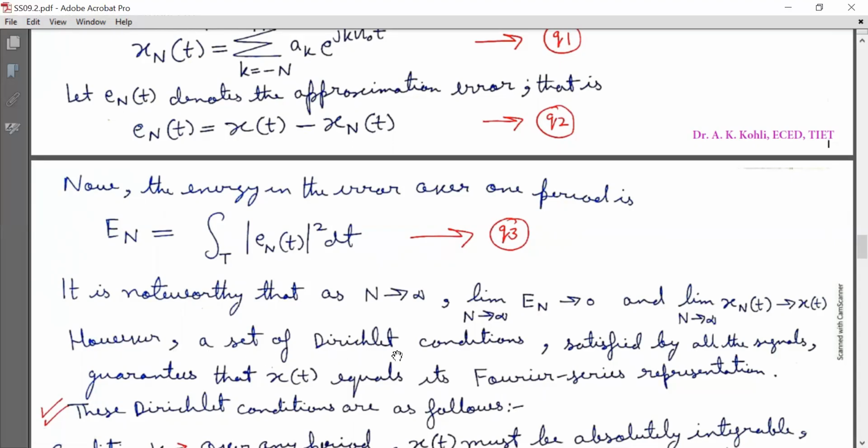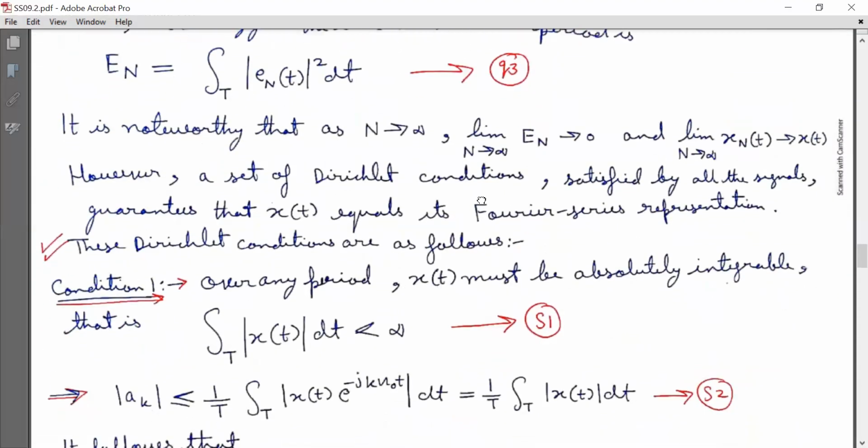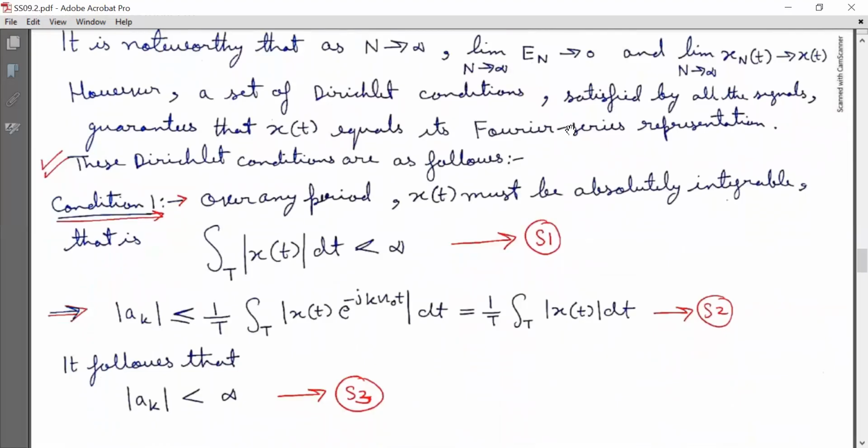However, a set of Dirichlet conditions, satisfied by all the signals, guarantees that x(t) equals its Fourier series representation. These Dirichlet conditions are as follows. So there are three conditions which need to be fulfilled by a periodic signal x(t) so that we can represent it in the form of Fourier series. So these three Dirichlet conditions are as follows.